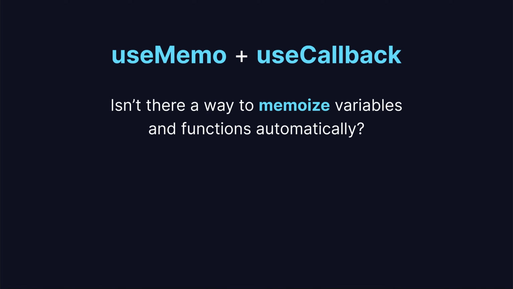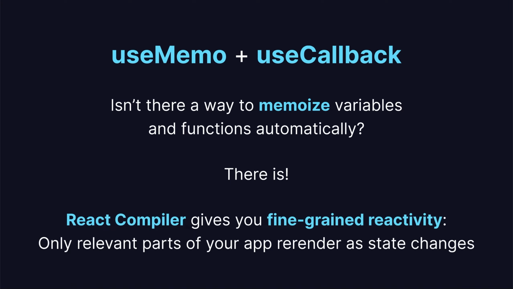Have you ever found yourself writing useMemo or useCallback and wondering why you need to do that manually? Shouldn't there be a way to somehow do that automatically? Turns out that there is, and the React compiler makes use of that. It gives you fine-grained reactivity by ensuring that only the relevant parts of your application re-render as state changes.